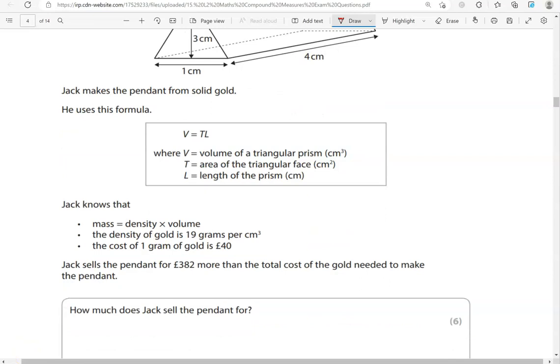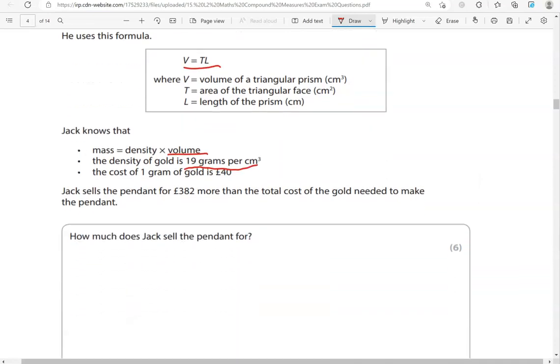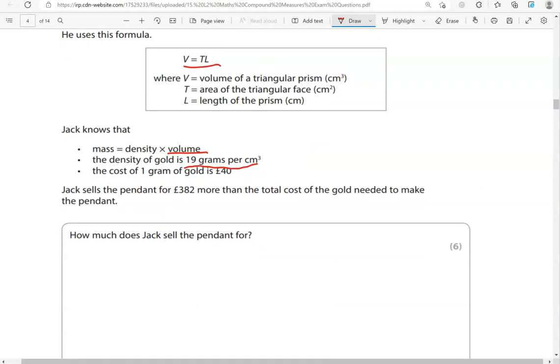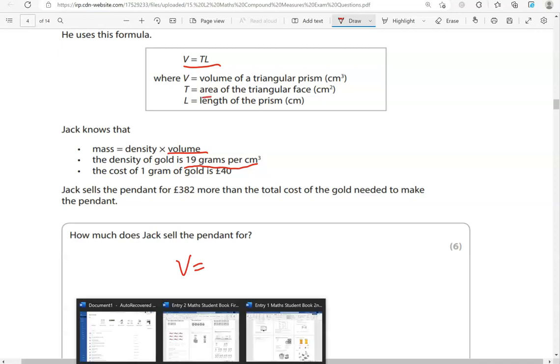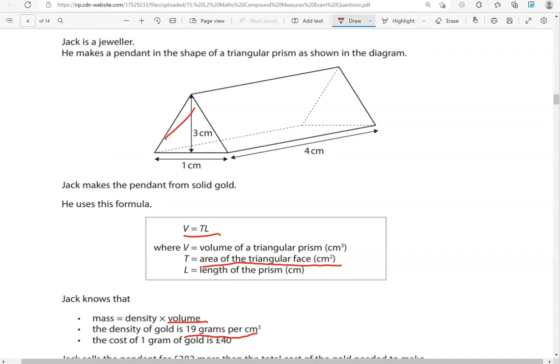So the price will depend on the mass and the density. So we've got to use the formula. To work out the mass, we'll multiply density by volume. Density we know, but we don't know the volume. So we're going to work out the volume first. V is equal to T times L. T is the area of the triangular face, so that's this one here.